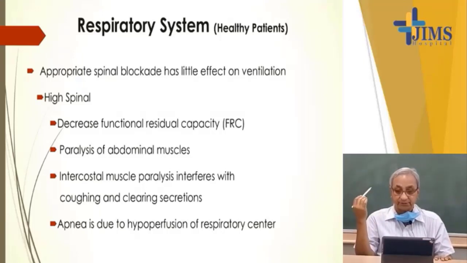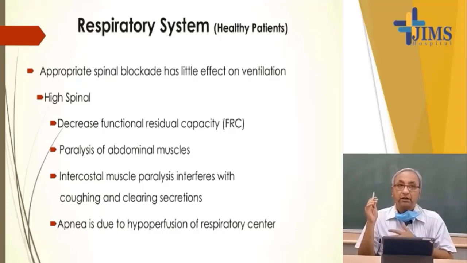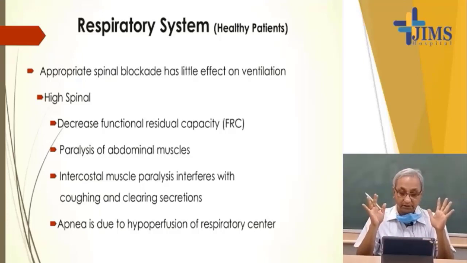In the respiratory system, in healthy patients, I am not talking about patients with COPD and other respiratory diseases like asthma, in healthy patients, appropriate spinal blockade has very little effect. In high spinal, there can be a decrease in functional residual capacity because the diaphragm is blocked, and the abdominal muscles of respiration are also blocked. The intercostal muscles become paralyzed, and in worst cases there can be apnea due to involvement of the respiratory center.